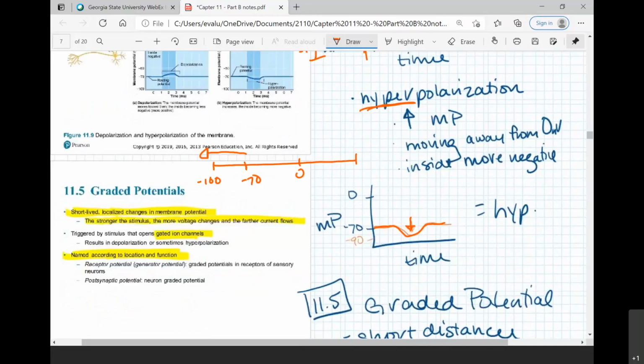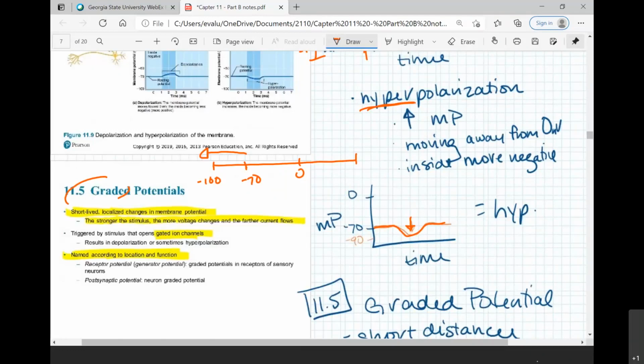Okay, so moving on to a graded potential. Remember, these are the short-lived, localized changes that are happening immediately wherever they occur with your membrane potential. The stronger that stimulus is, the more voltage changes and the farther the current flows. So essentially, the stronger, the louder. This is triggered by a stimulus that is opening up a gated channel, and that gated channel is going to result in depolarization or hyperpolarization. And a graded potential is named for where it is occurring.